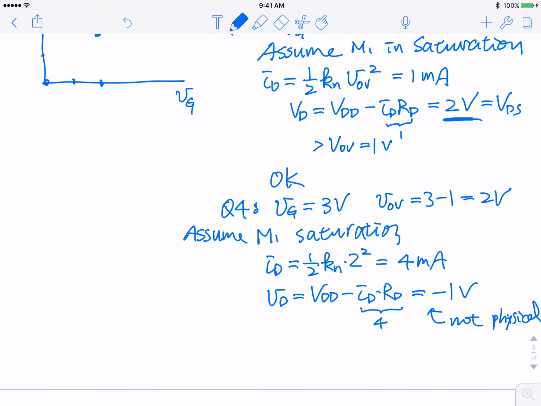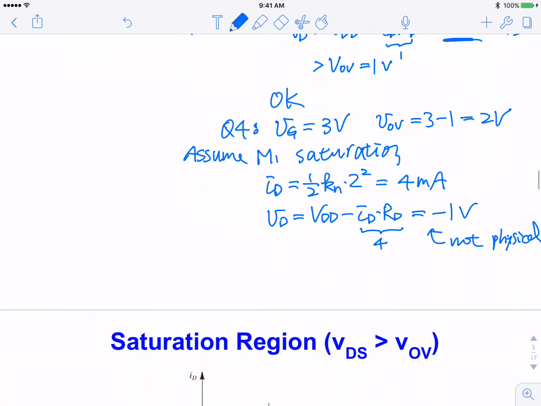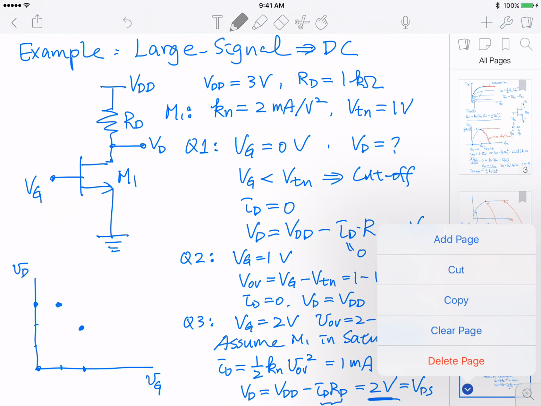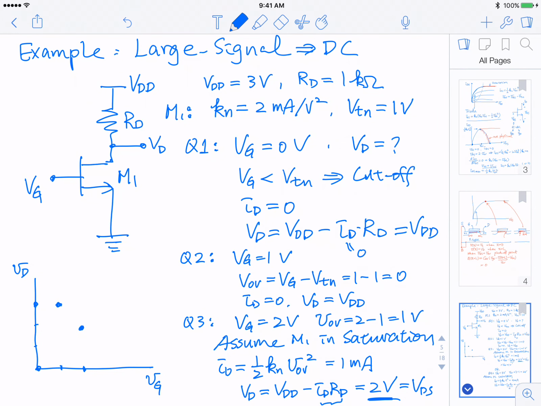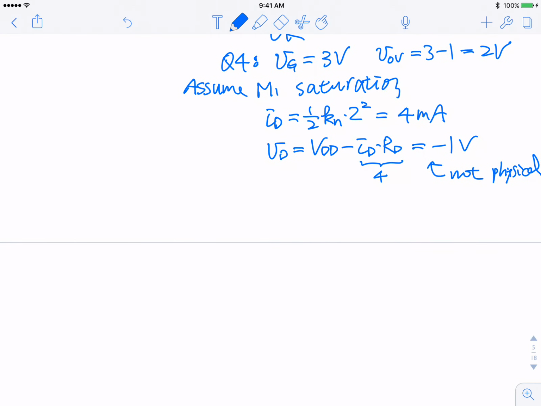Why not physical? Well, the voltage is 3 volt at the top, 0 volt at the bottom. Vd has to be somewhere in between 3 and 0, so it cannot be a negative voltage. So that's wrong, okay? And so we therefore say, okay, wrong assumption. So now we do our second assumption, okay?